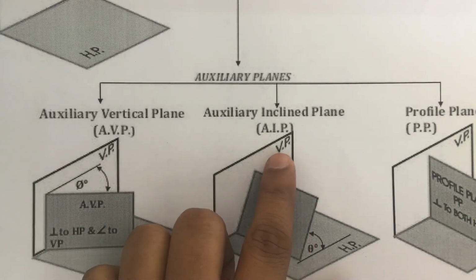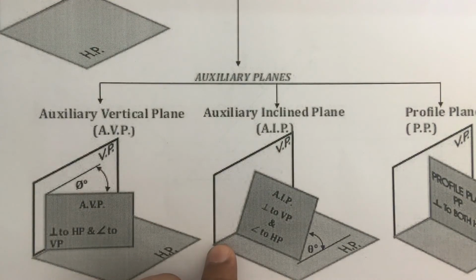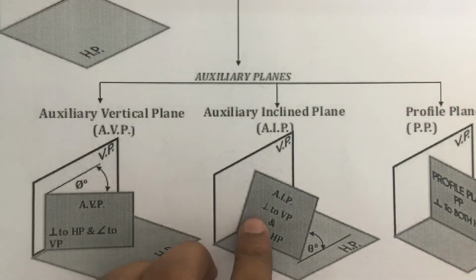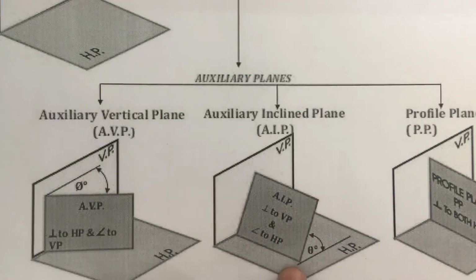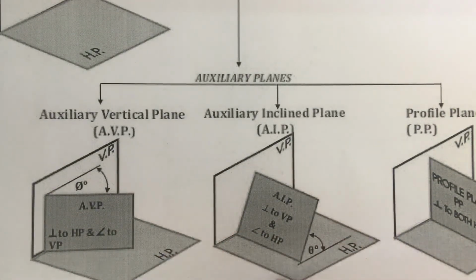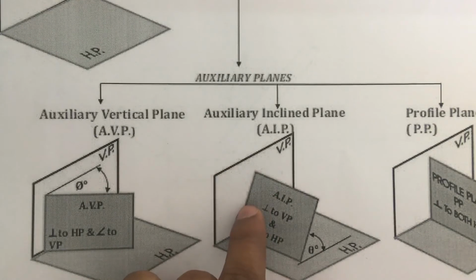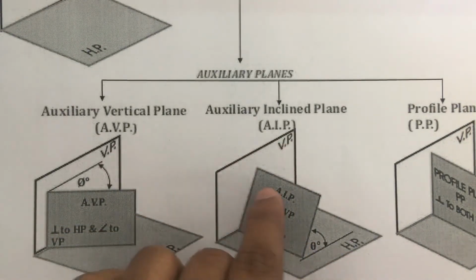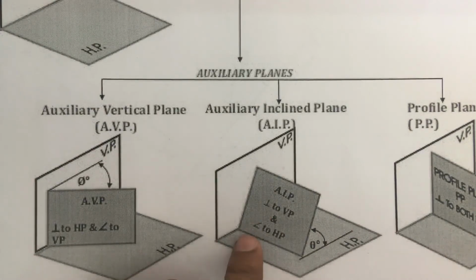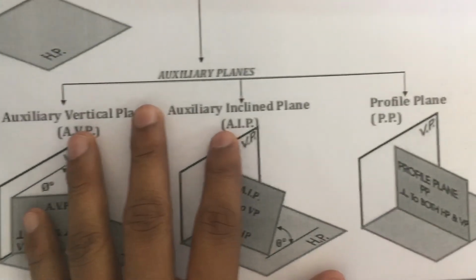Second case, an auxiliary section plane inclined to HP and perpendicular to VP. In that case, the plane will appear like a straight line in front view. So you can draw a straight line in front view above the XY line. So that will indicate the section plane perpendicular to VP and inclined to HP.